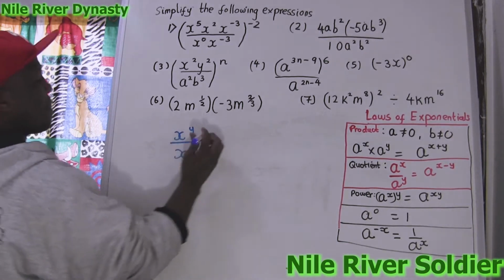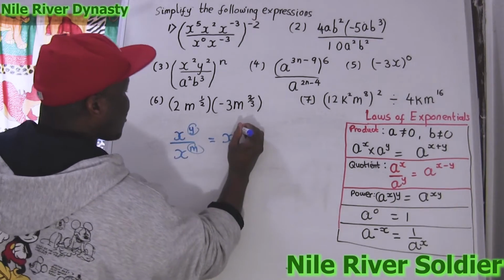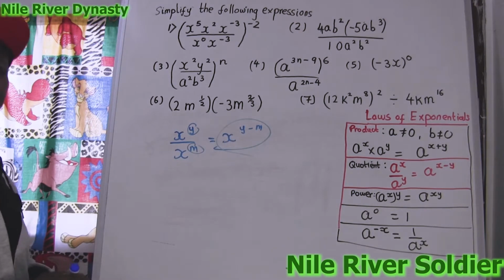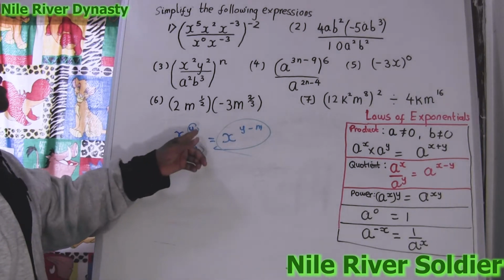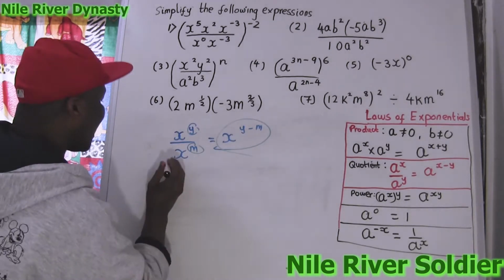Oh, these bases are the same. So I only want to write one base. Take the top power minus the bottom. So it's going to be y minus m. It's easy. So just remember, if it's a division, you write only one base, you take the top power minus the bottom.